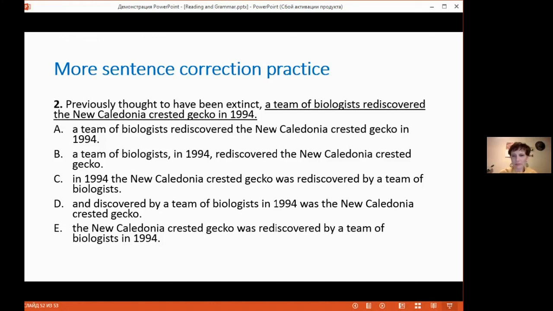Exactly. So thank you very much, Irina. The problem that we find here is the problem with the modifier, and the word extinct refers to the New Caledonia crested gecko. And thank you, Maria. To correct the sentence, we need to put together the modifier and the gecko, and option E gives us this chance. And as Maria mentioned, it would be too cruel to think that the team is extinct. Thank you very much for that comment, Maria. Yes, this is the correct answer. Modifier reference is the problem.